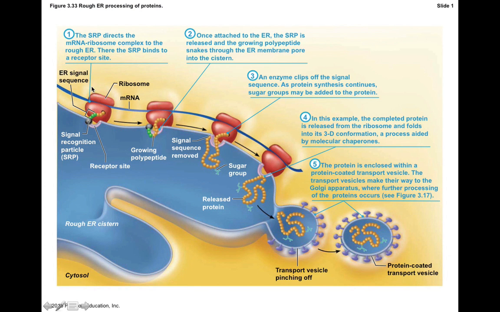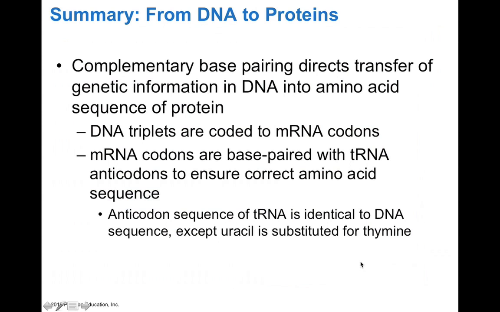So what we see here then is we have, with our growing polypeptide chain, at the very end here we have a signal recognition molecule, or SRP, and as this growing polypeptide chain is basically forced into the rough ER cistern, sugar groups can be attached by different enzymes, and basically this modified polypeptide then is packaged into a vesicle, which then can be sent over towards the Golgi apparatus for further processing.